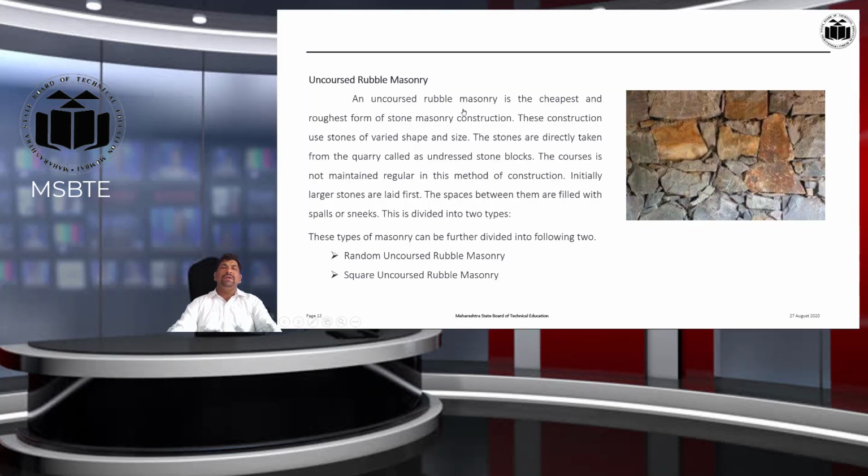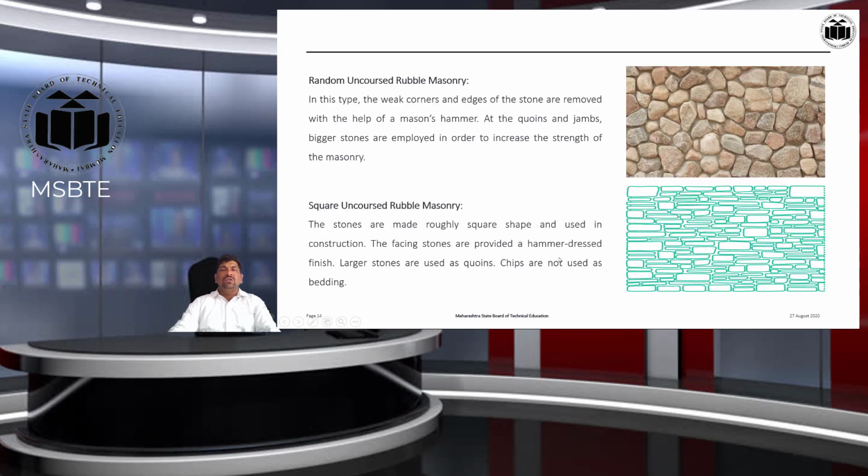As in the previous lecture, we have seen the different types of rubble masonry. In that, we have been studying uncoursed rubble masonry. We have also seen that there are two different types of uncoursed rubble masonry, that is random uncoursed rubble masonry and square uncoursed rubble masonry. So let us discuss random uncoursed rubble masonry.